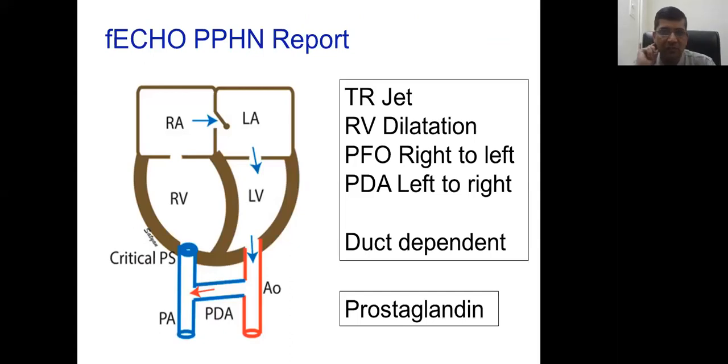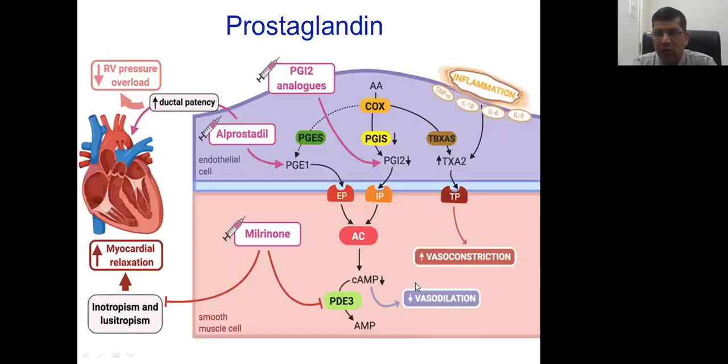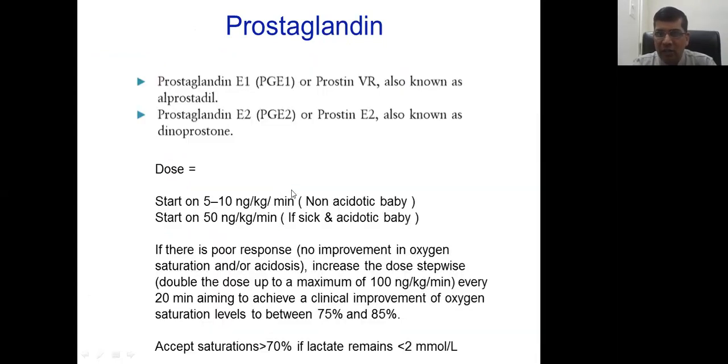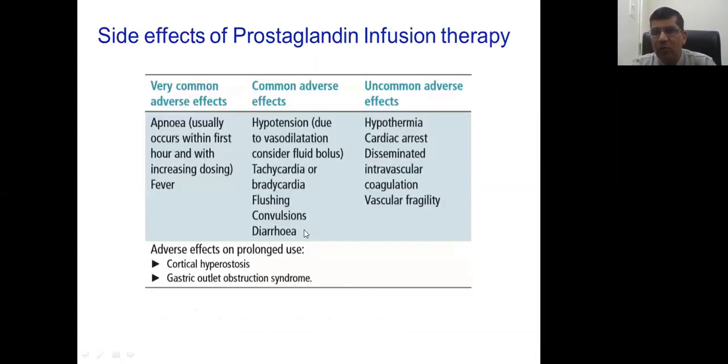keeping the duct patent. What we call duct dependent circulation, we require prostaglandin. And as you know, the prostaglandin through the pathway of cyclic AMP acts as a vasodilator. Prostaglandin keeps the duct patent and reduces your pressure overload. So that is the action of prostaglandins that we use in this case of pulmonary hypertension. Naturally, the dosage, as you know, but be careful about using prostaglandin because of systemic hypotension and apnea.